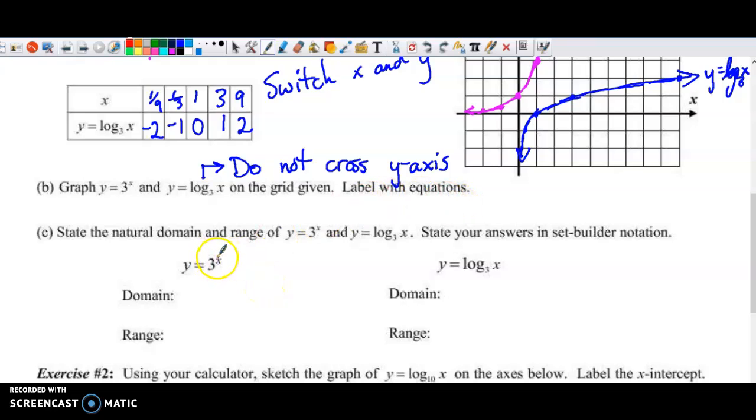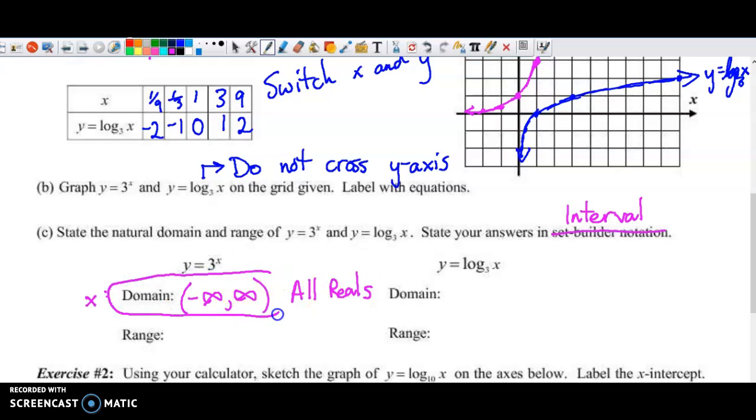Because we can plug in anything we want in for the x values. Remember, the x's are the domains. Now, they ask for set builder notation. So if you go back to set builder notation, I'm going to switch it. I'm going to change this to interval notation. I just prefer it so much more. That I would say -∞ to infinity. Now, a different way of saying that would be that x could be any real number. But I want to see this instead.